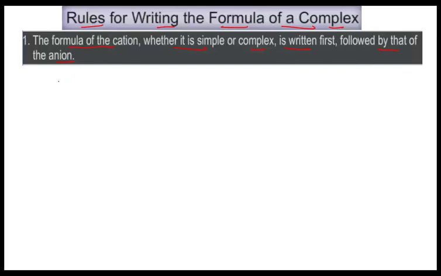For example, if we take the example of a simple salt, sodium chloride, everybody knows the formula of sodium chloride. We write sodium first, so Na, because it is the cation, and chloride means Cl. So NaCl is the formula of the species. In this species, the cation comes first and then the anion.